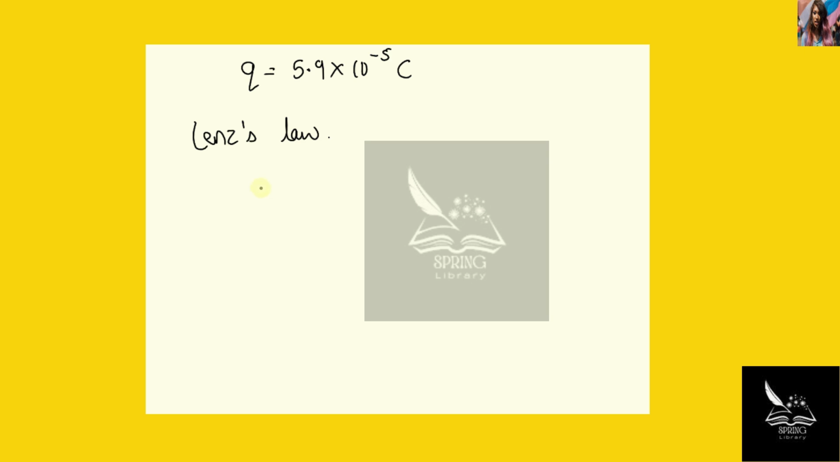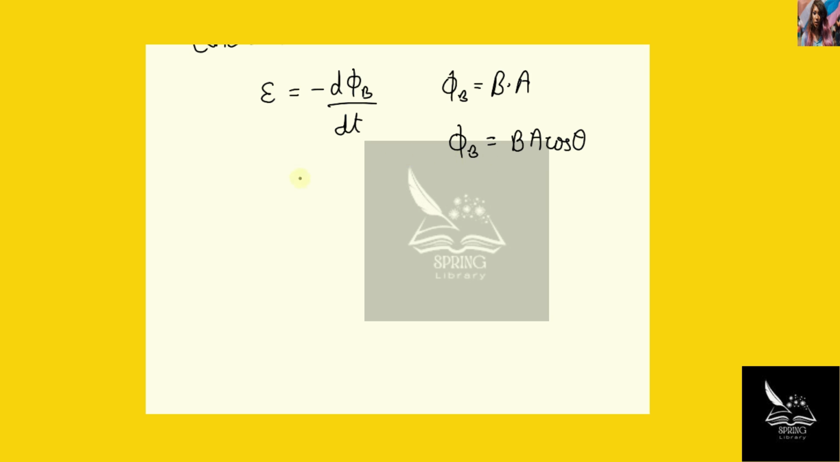According to Lenz's law, the induced EMF is equal to minus d phi B by dt, where phi B is equal to B dot A, the magnetic field dotted with A. So phi B turns out to be BA cos theta, where theta is the angle between them. If I rearrange this equation, I get EMF times dt equals minus d phi B, that is the magnetic flux.